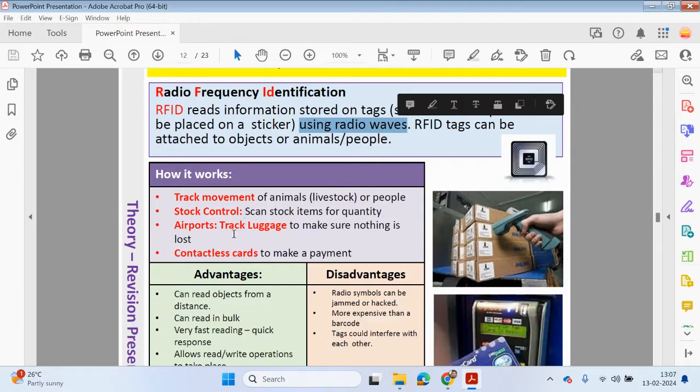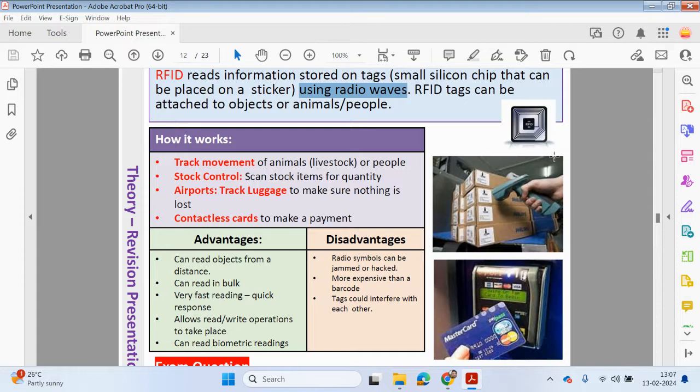So how does it work? Okay, so this can be placed on items of stock. When items of stock come in, we can scan and automatically that data will go into the computer system. So we can say, in this box, we have X amount of black socks and white t-shirts and so on. So there's no need to count anything manually.